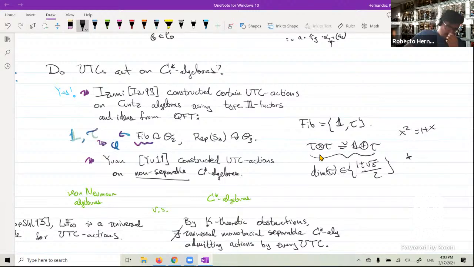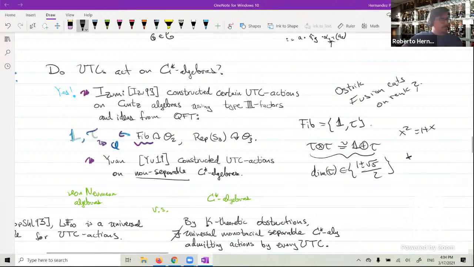Yeah, I think it also became important in the classification of fusion categories of small rank. I think there's a paper of Ostrik about fusion categories of rank 2 that you can look at if you're interested. Basically it classifies rigid categories having two simple objects, the unit being one of them. Okay, thank you.